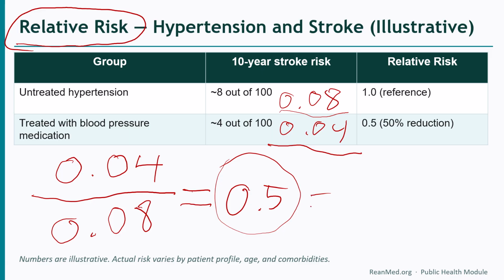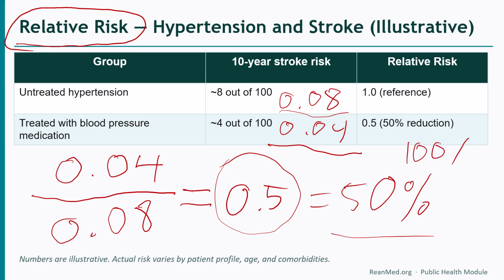0.5, this is equal to 50%. So it means if you compare people who take their medication to people who don't, then the risk of stroke is only 50% compared to the other group for the people who take medication. So it shows they have less risk than the other people, whose risk is 100% by comparison.